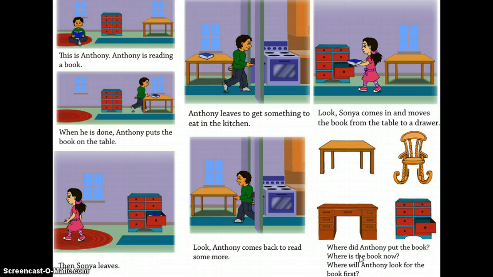So you'll ask the child where Anthony put the book in the first place, and you can have them point. Then you'll ask where the book is now. Then you'll ask where Anthony will look for the book first. And so it's important to see Anthony wasn't in the room and didn't see the book get moved. So the question will be, will the child be able to be aware, even though they saw where the book was put, that Anthony did not see this? And that's what the false belief task is all about.